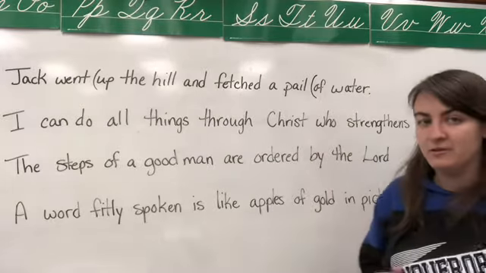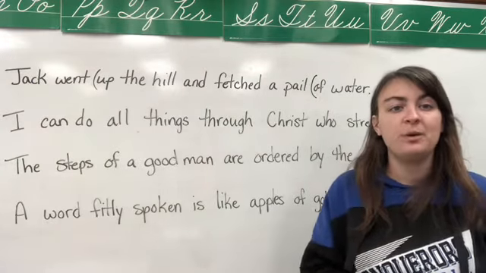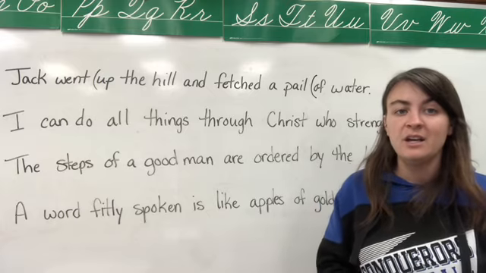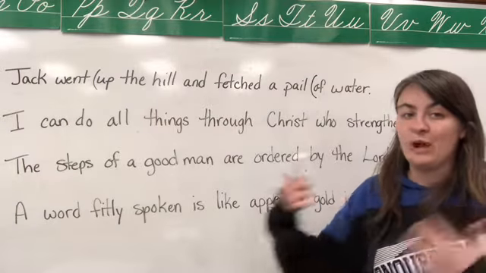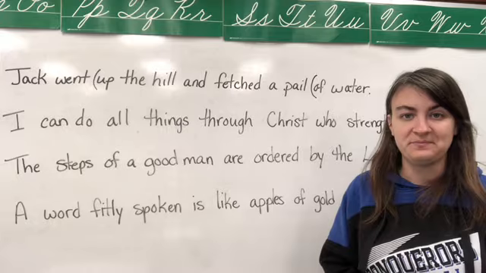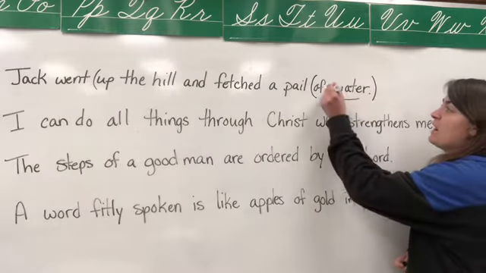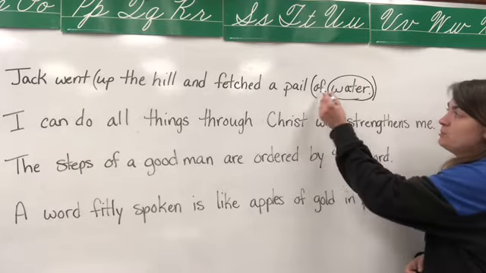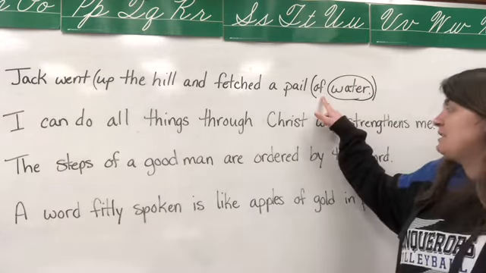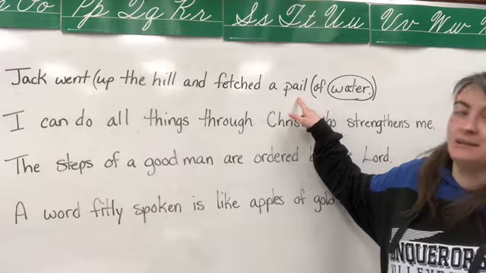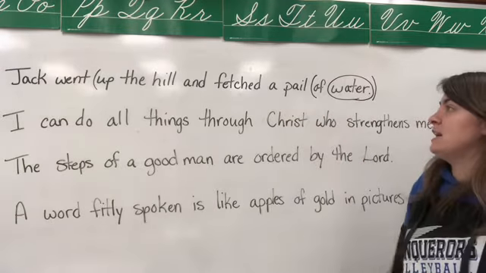So let's go with of first of all. Is there a noun or pronoun that comes after the word of that would relate to the rest of the sentence? That's right, there is. We've got this word water. Water is going to be the object of the preposition of, and of is telling us what the pail is. It has water inside of it.